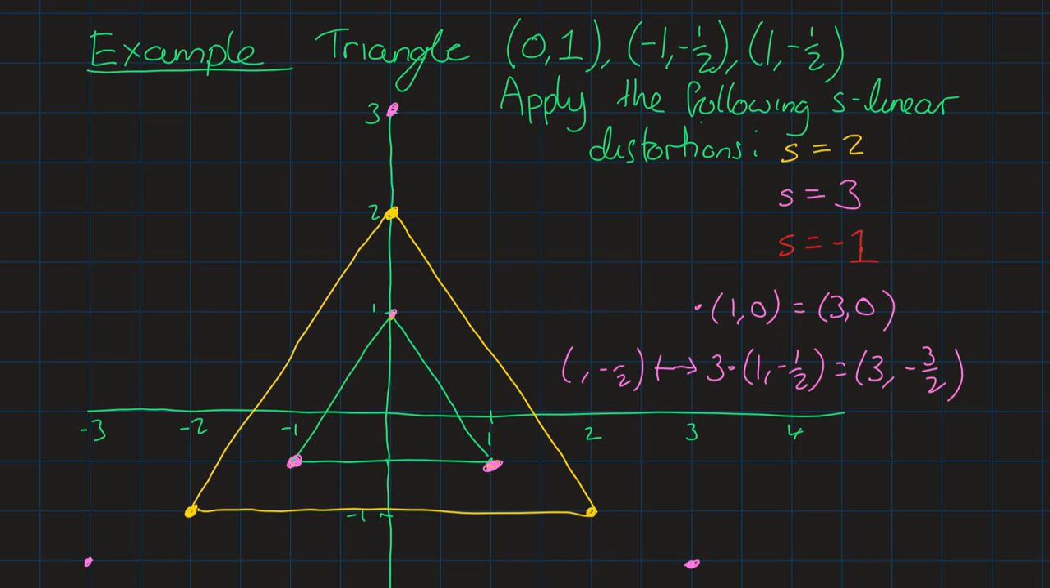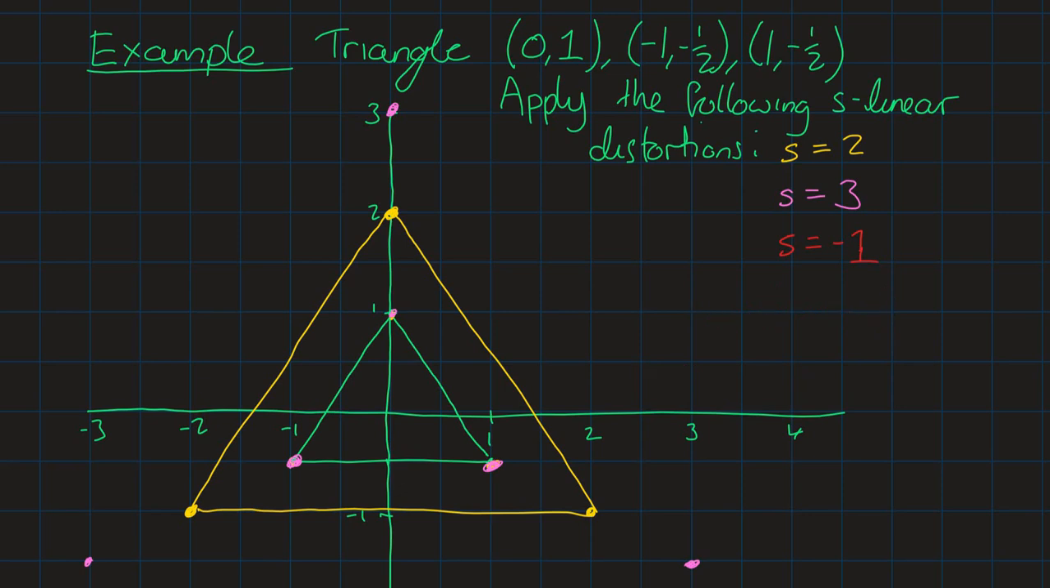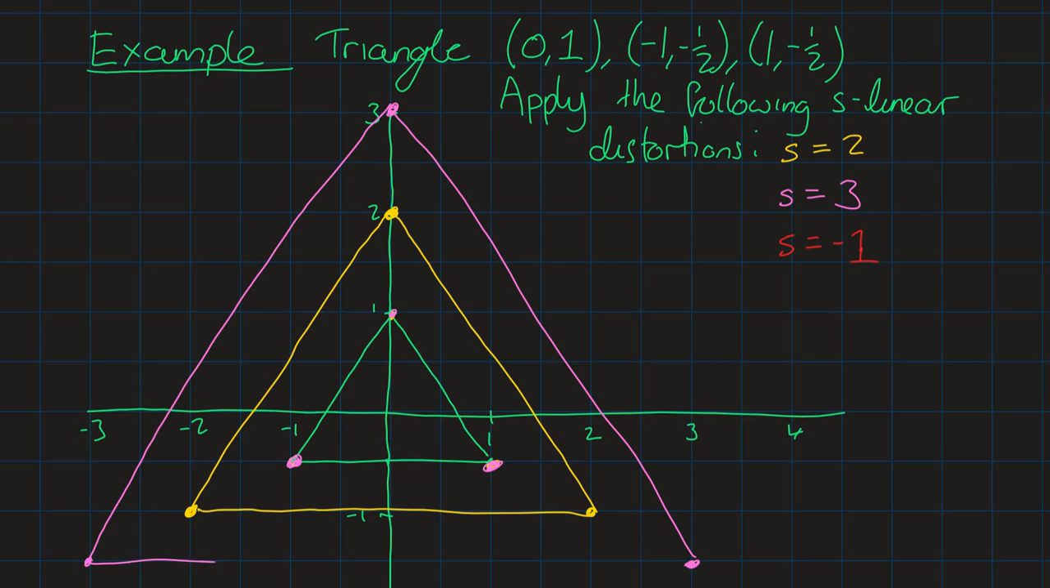Let me erase this to make more room. And I know that all S-linear distortions send lines to lines, so now I just need to join up these points with a somewhat straight line, like that.